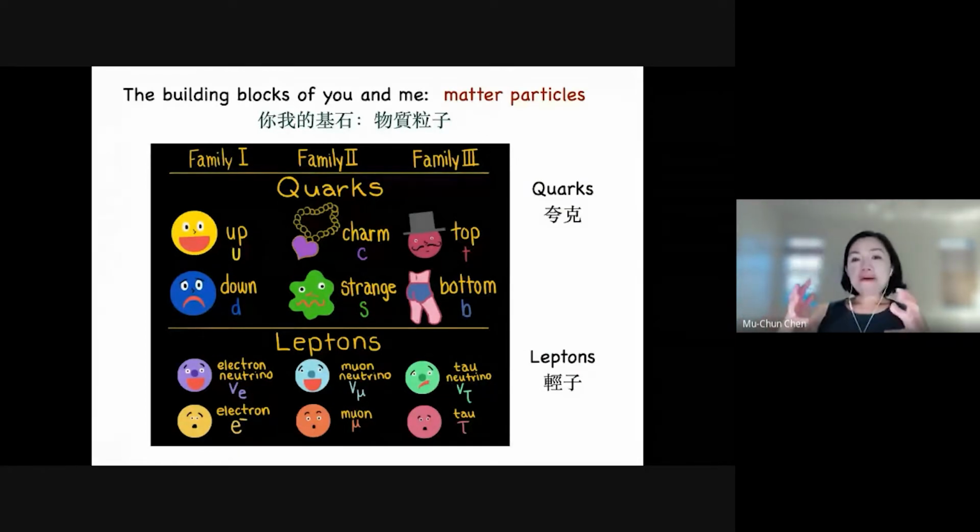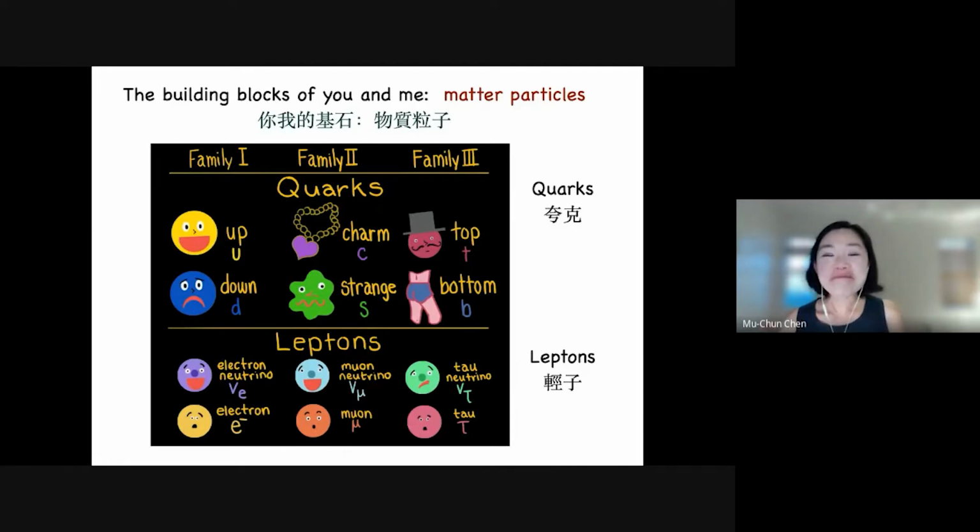All right, so this is our current knowledge of the entire set of matter particles. We have 6 quarks and 6 leptons. So for quarks, we have the up quark, down quark, charm quark, strange quark, top quark, and bottom quark. For the leptons, you are familiar with the electron. There are also the muon and tau. And there are 3 additional leptons, which are the electron neutrino, muon neutrino, and tau neutrino.